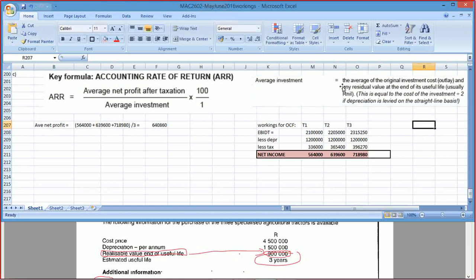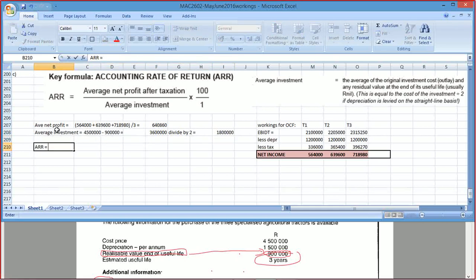Okay, just be careful with this. This is what they say. Average investment equals the average of the original investment cost outlay and any residual value at the end of its useful life. Usually 0, but it's not 0 in this case. This is equal to the cost of the investment divided by 2 if depreciation is levied on a straight line basis. Do you see that? Yes, sir. Okay, so average investment equals 4.5 million minus any residual value. Gives you that. Divide by 2. Equals that. Okay, so ARR equals 640860 divided by 1.8 million times 100 equals.